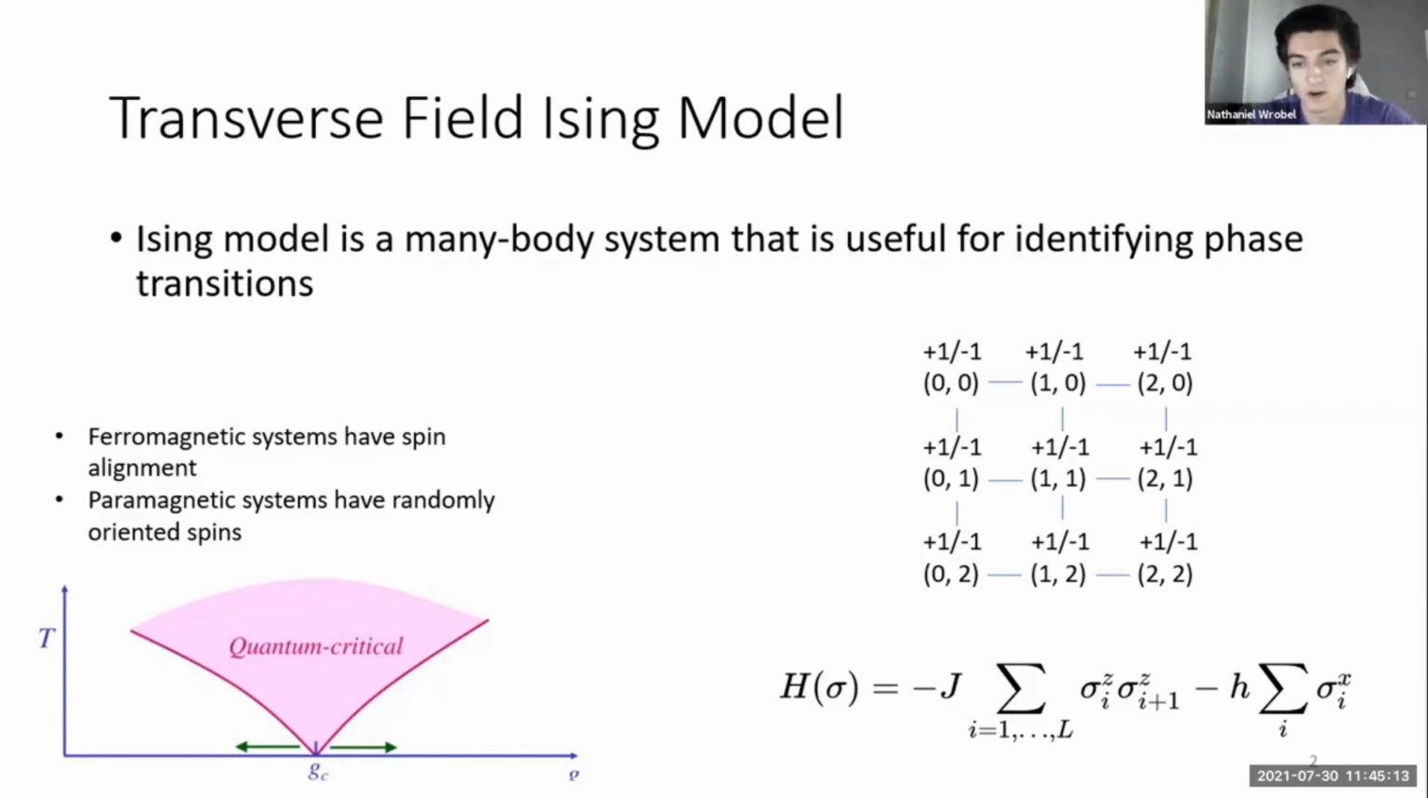And the second term in our equation introduces an external magnetic field. And this external magnetic field is going to interact with each site individually. So we're summing those individual interactions as well.